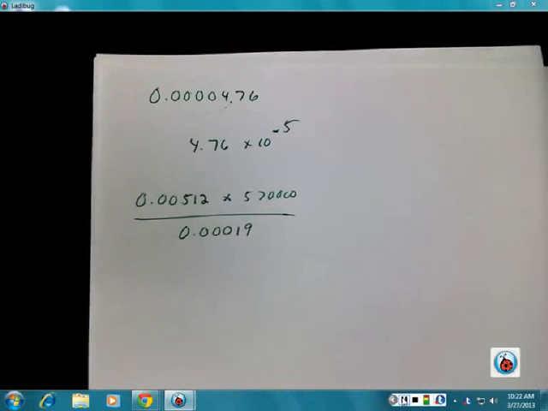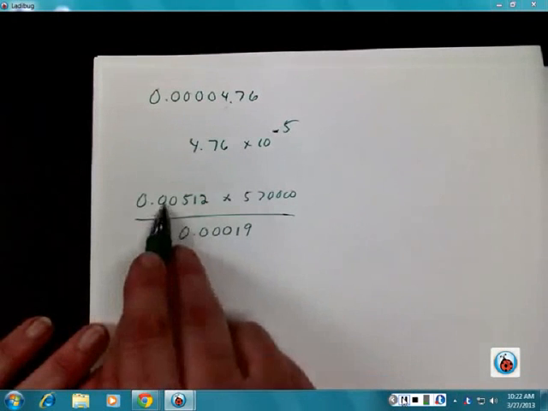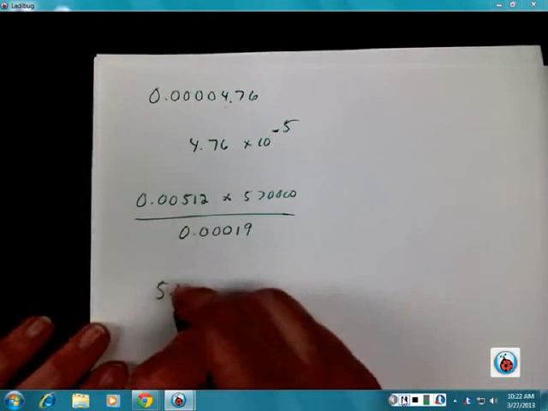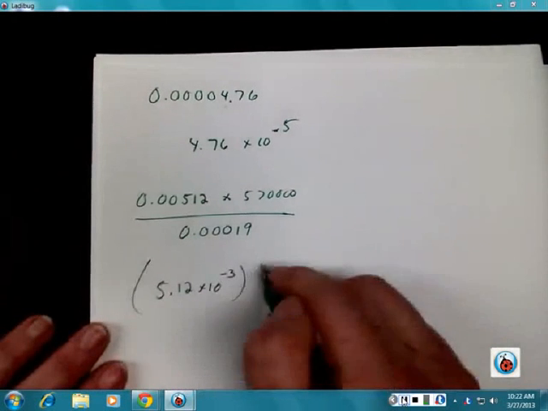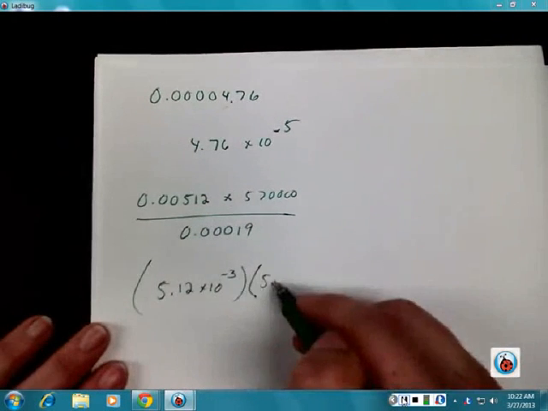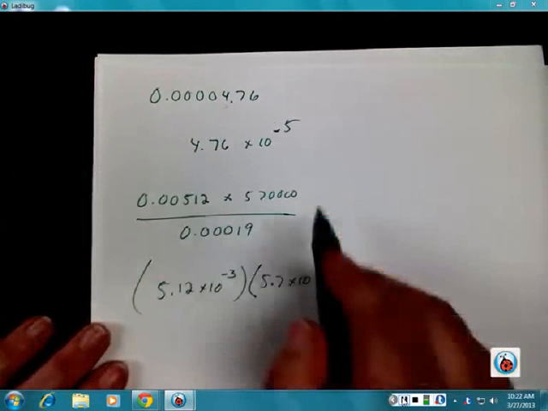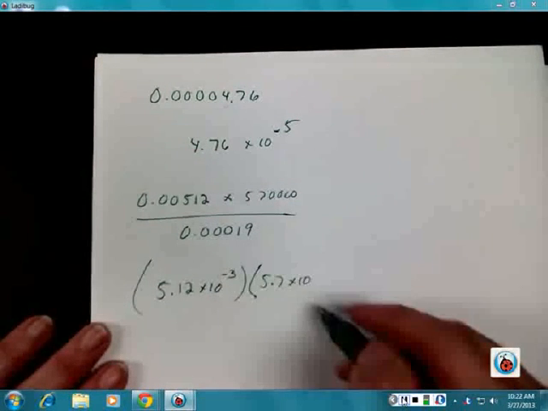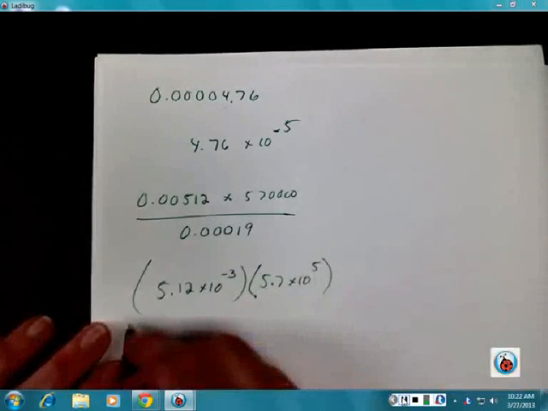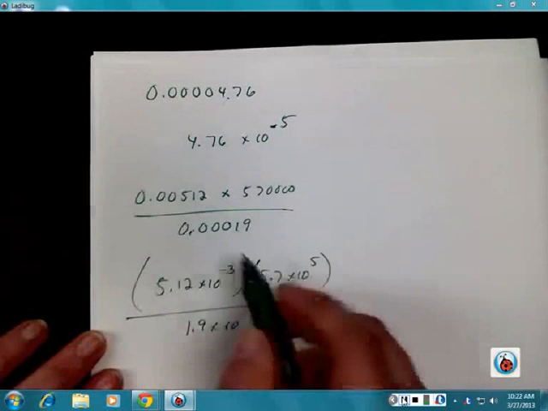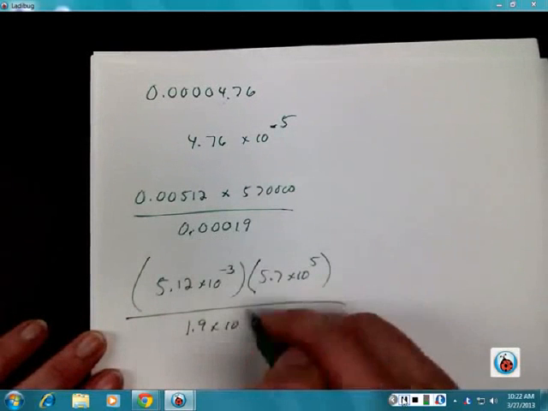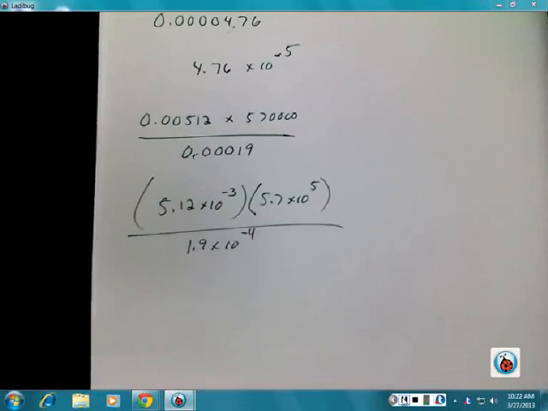But if we put it in scientific notation, 1, 2, 3 back, so I have 5.12 times 10 to the negative 3rd. Second one, I have 5.7 times 10, 1, 2, 3, 4, 5 back, positive 5. All over 1.9 times 10, 1, 2, 3, 4, negative 4. And so what I can do with this problem is I can break it apart.